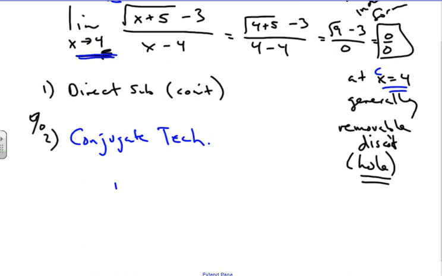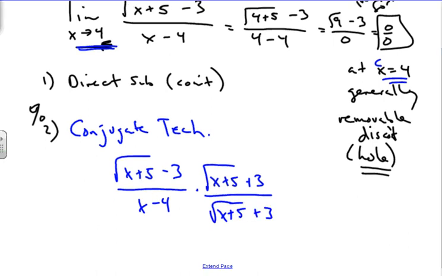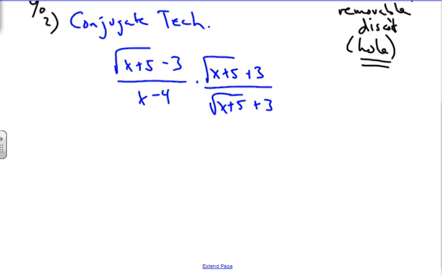To do this, we take the square root of x plus 5 minus 3, over x minus 4, and we multiply the top and bottom by the conjugate of the square root expression. The reason we're doing this is so we can eliminate the square root and eliminate this hole. When we multiply these two together, the square root gives us x plus 5. The middle terms, because they're conjugates, cancel out. Then we have negative 3 times 3, which is negative 9.